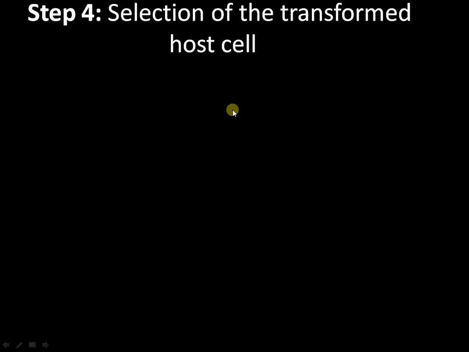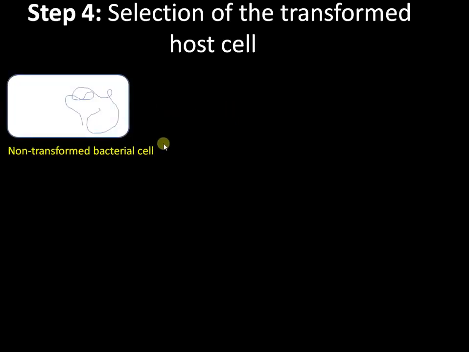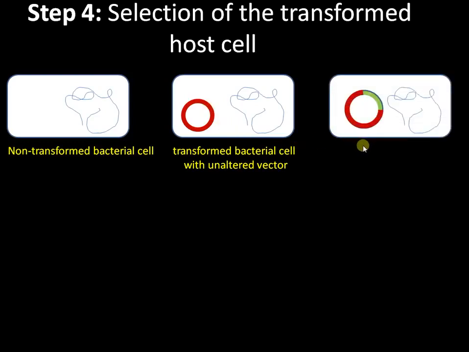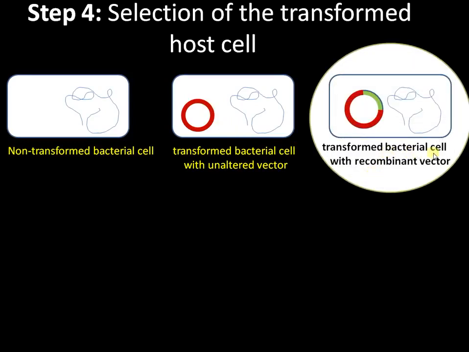Now step 4. After step 3, we will be getting 3 types of colonies: non-transformed bacterial cell without any change, and transformed bacterial cell with unaltered vector. The vector is there, the cell has transformed, but without our gene of interest, and finally the transformed bacterial cell with our recombinant vector. This is the cell that we need to take, and this is the colony we need to select from the rest. Majority of the colonies belong to these 2 groups.